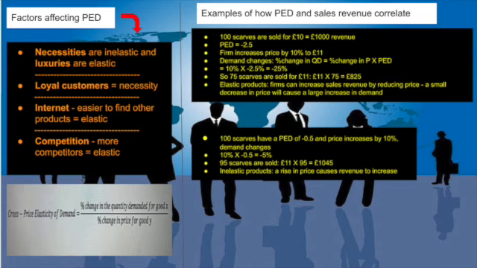Now, I have some examples of how PED and sales revenue relate, so you get a better understanding. So there's our first one. There's 100 scarves sold for £10, so there's £1,000 revenue. The PED is minus 2.5.